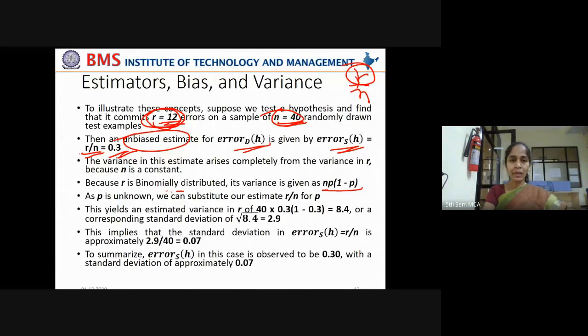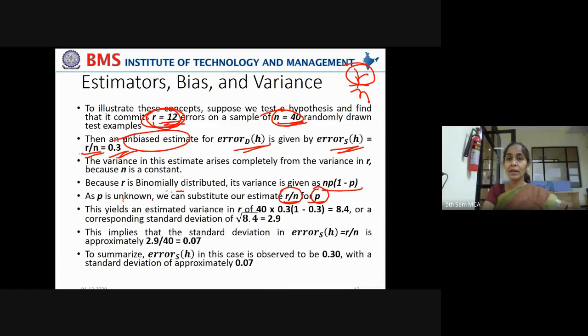Okay. Now, as P is unknown, do you know the probability of the number of prediction errors that may be made in a sample when you are picking the sample? No, P is unknown initially. As P is unknown, we can substitute our estimate R by N for P. Because we don't know P, we are assuming that your sample error is equal to the true error. How is your sample error calculated? R by N. What is your true error represented as? P, the probability of the new instance being classified as a wrong one.